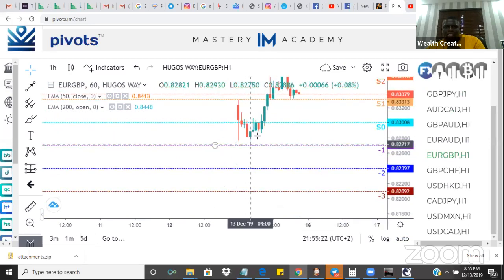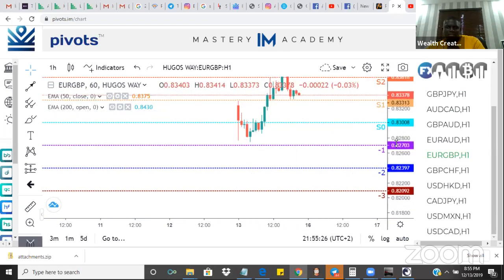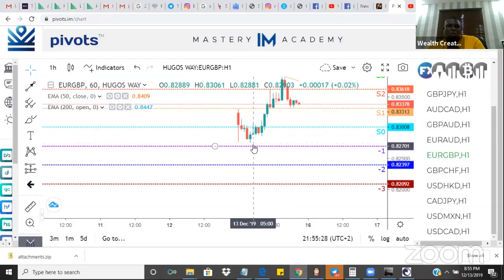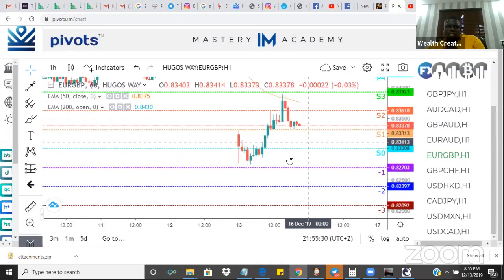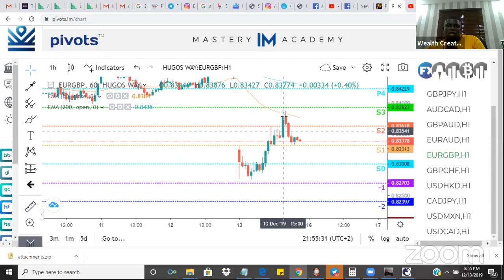Now, you can see this one did not get to minus one well. It didn't get to minus one well, but it still got to S2. Can you see? It still got to S2.